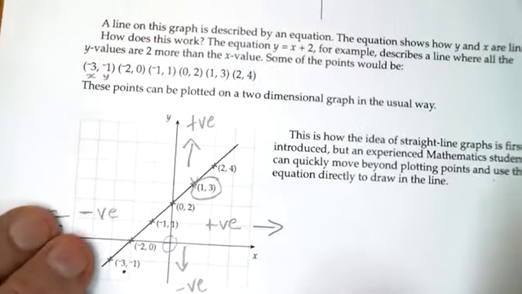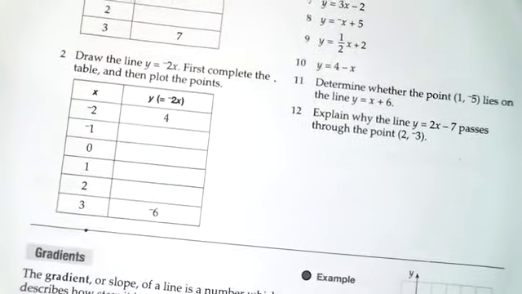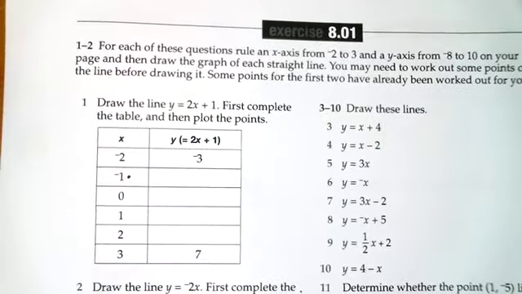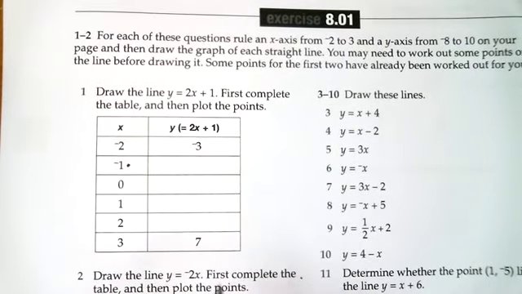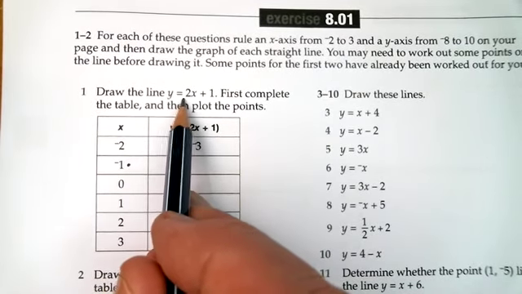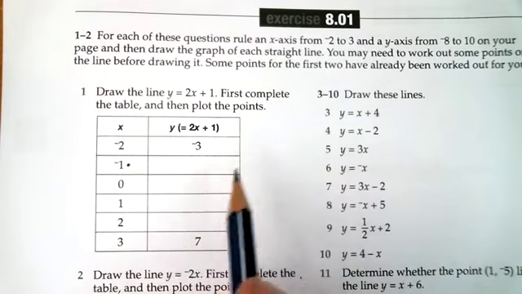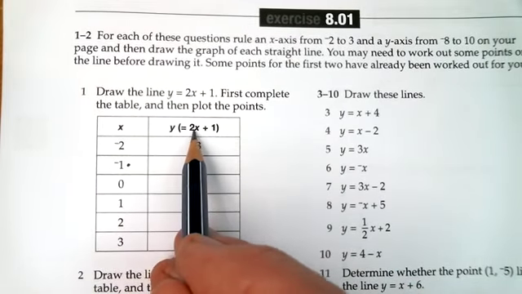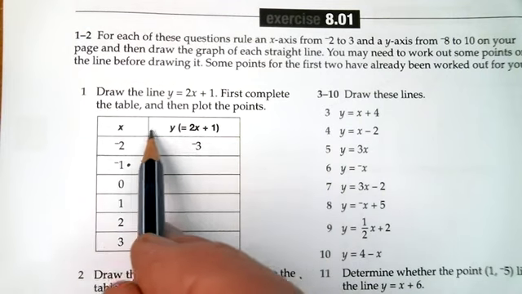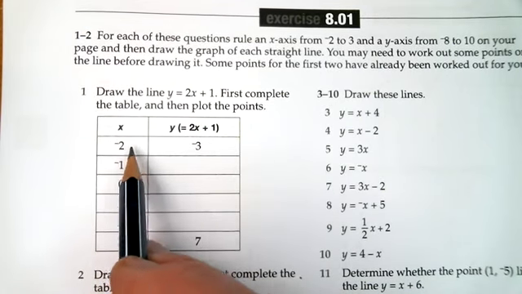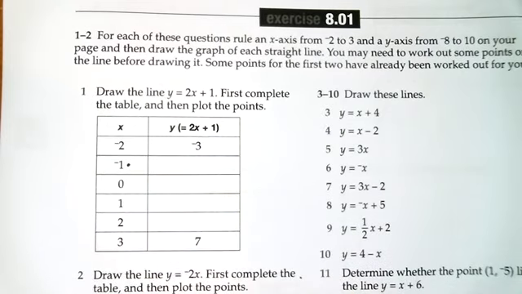All right, well, let's get straight into it then and have a look at drawing some graphs. So first thing is, often we're presented with an equation of some sort. In this case, it says draw the line of y equals 2x plus 1. First, complete the table. So in this case, we're given an equation, which is y is equal to 2x plus 1. And we're given an x value. And what we're going to do is take that x value and just insert it into the equation. So we're going to substitute that in.